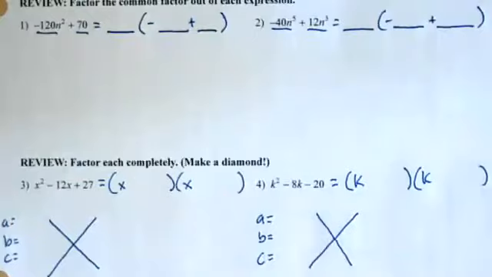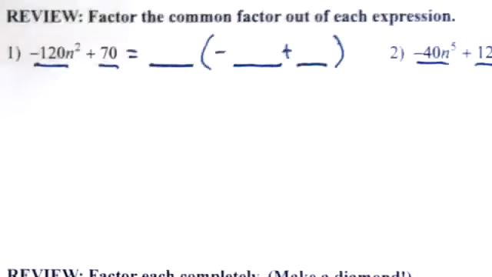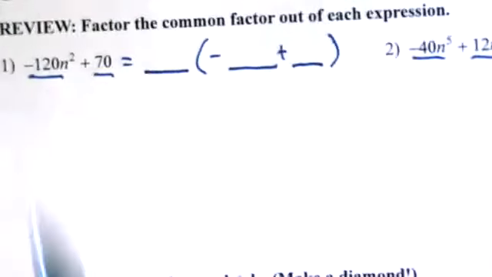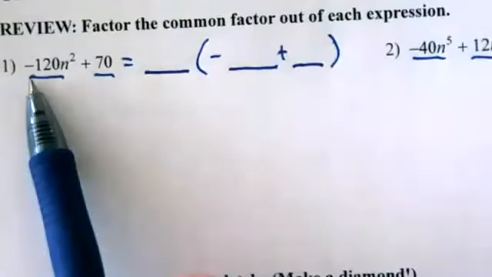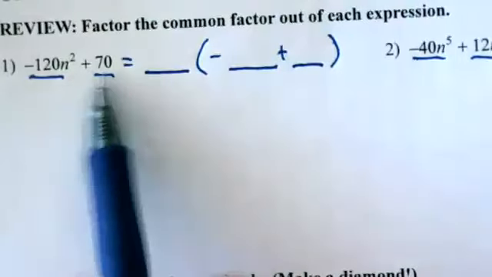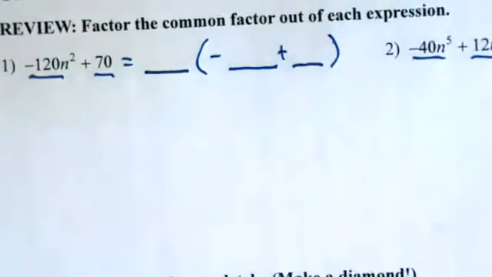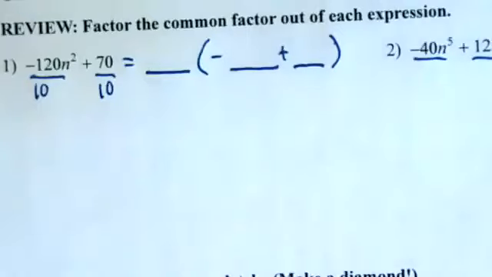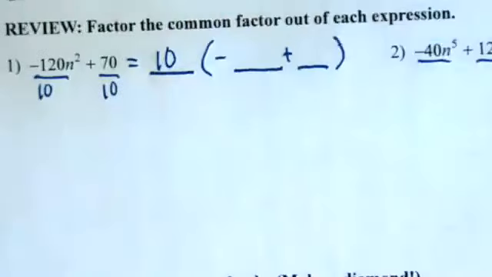So I'm going to go over number 1 here first. Just follow along with me. If you've got it done already and you're feeling confident, use this as an opportunity to check your answer. All right, my first question is, what's the biggest number that goes into negative 120 and into 70? 10 goes into both of them. There's nothing bigger. So that's going to go underneath there, and it's going to go in my GCF.